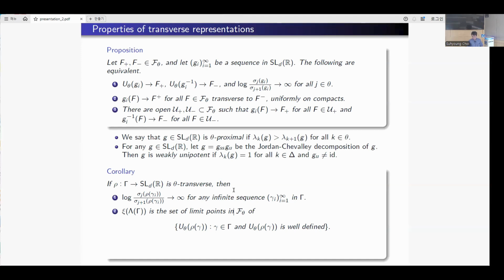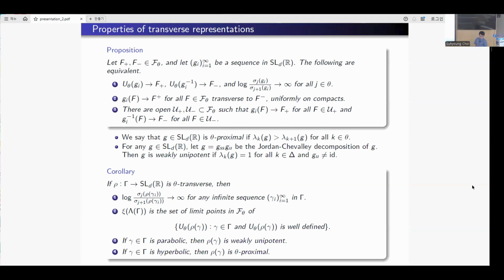And then third and fourth, it tells you where parabolic and hyperbolic elements in gamma get sent to. If gamma in Gamma is parabolic, meaning that it's conjugate in SL2(R) to (1 1; 0 1), then its image under rho has to be weakly unipotent. And then if it's hyperbolic, then your rho(gamma) has to be proximal, theta proximal, as described above.